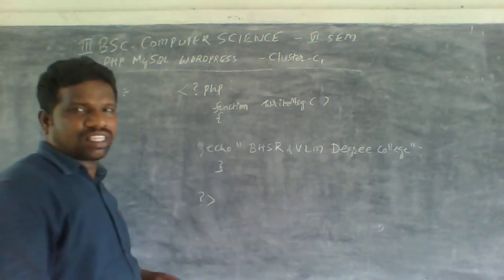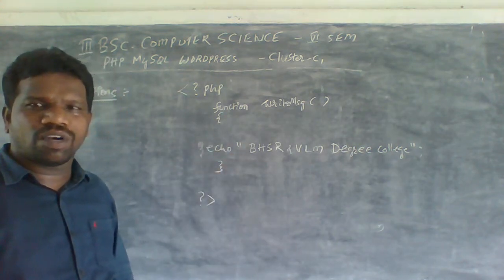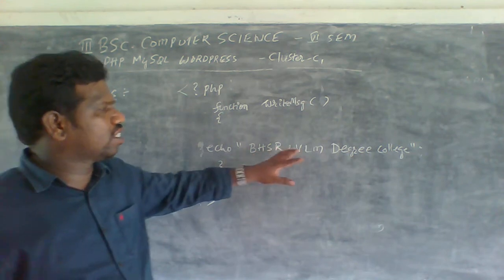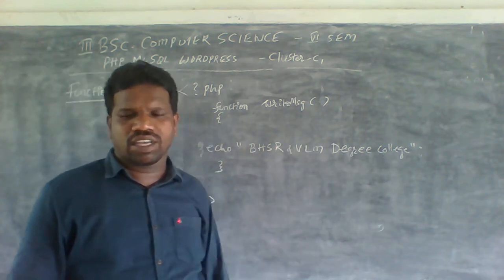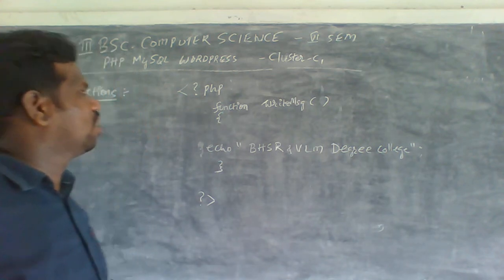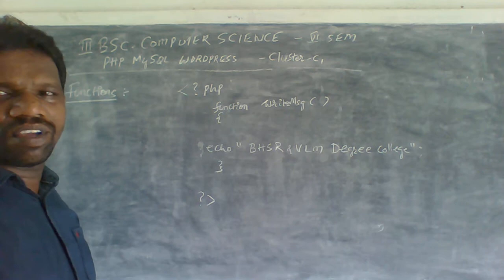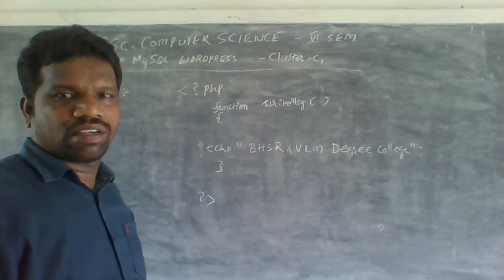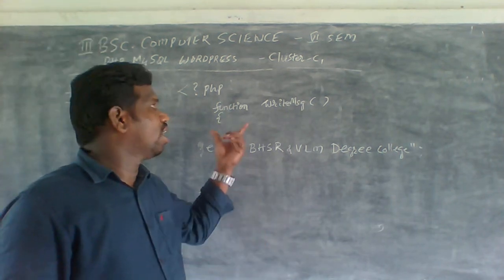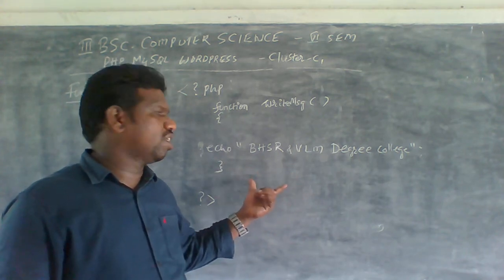If you write this program, the program will execute and you will get only one answer, that is BHSR VLM degree college. BHSR VLM degree college is the answer here. So in this session we are using the function. There is no output from the program yet, because we are not calling any function here.